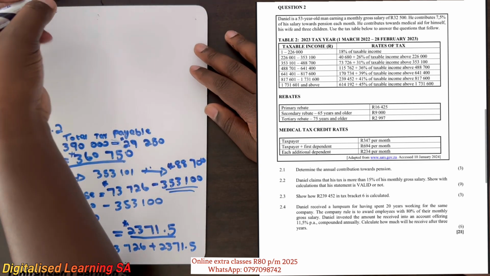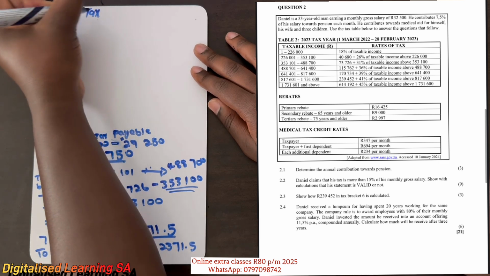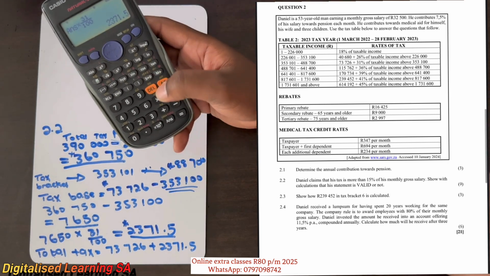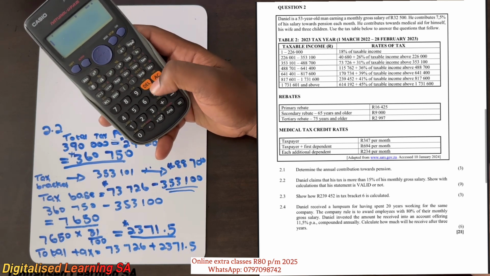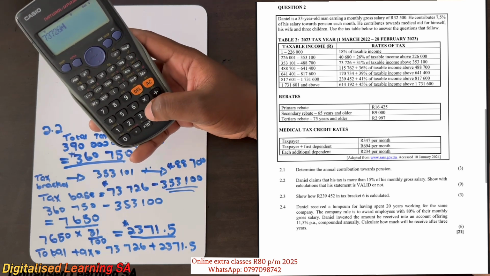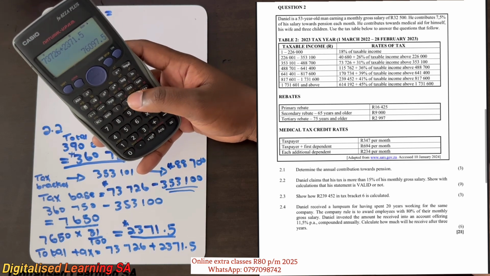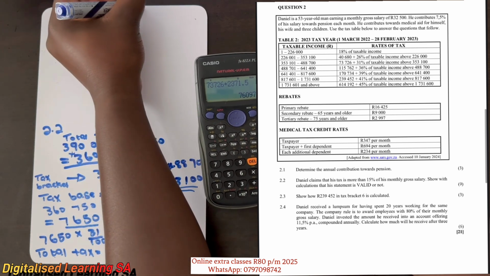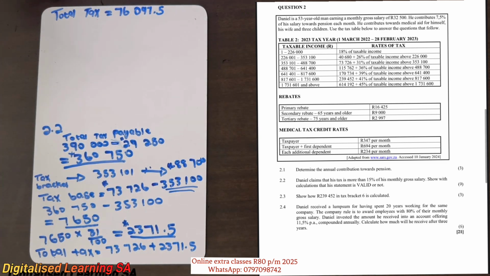Our total tax will be equal to, so remember our total tax is our base tax and the tax that we calculated. So it will be 73,726 plus 2,371.5, and our answer will be 76,097.5. This will be our total tax.